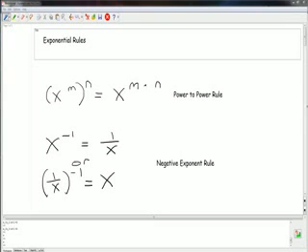So power to power rule, notice we have x raised to a power, and then the whole thing is also raised to another power. And when that happens, we simply just multiply the two exponents together.